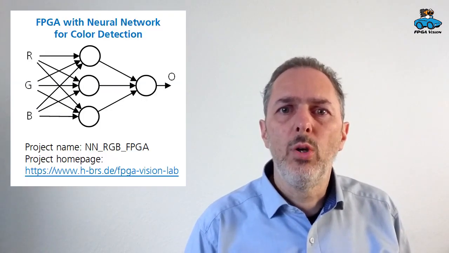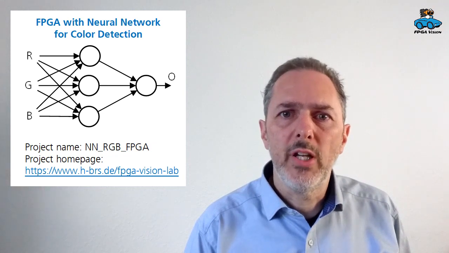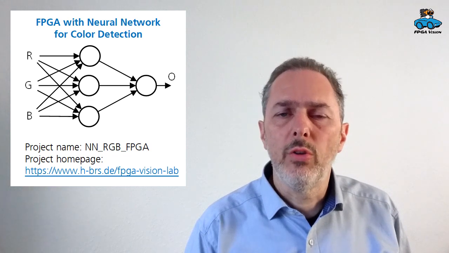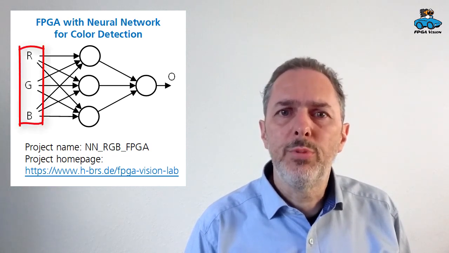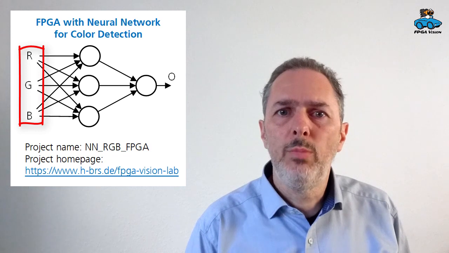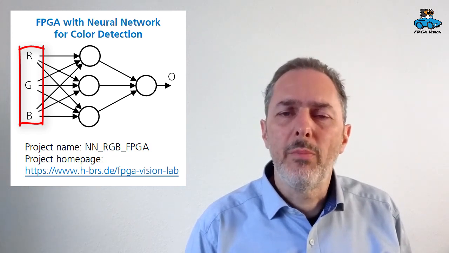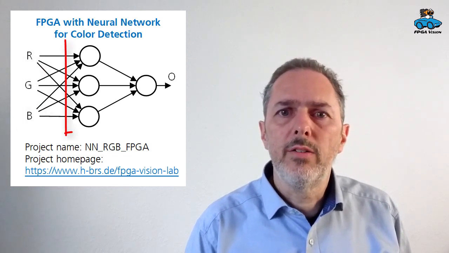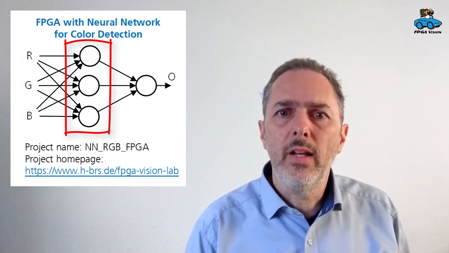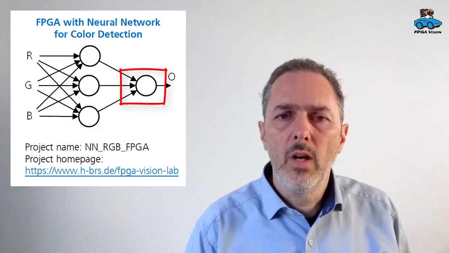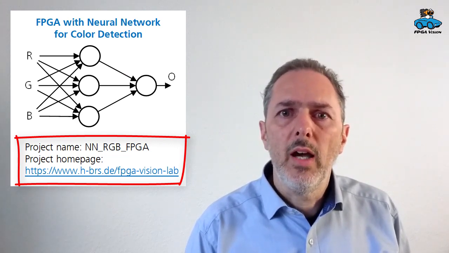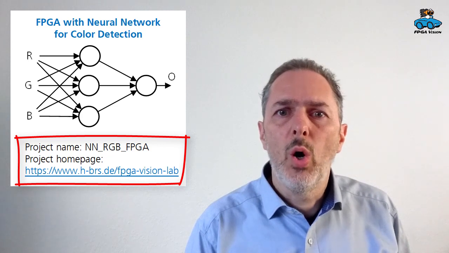In this series we have a look at a neural network implementation with an FPGA. In a previous video I've shown you this structure where we have three input signals, the red, green and blue value of a pixel. From this information we want to detect certain colors. We use three neurons in a hidden layer and one output neuron. The project name is NN RGB FPGA, and you find the link to the source code on our homepage.